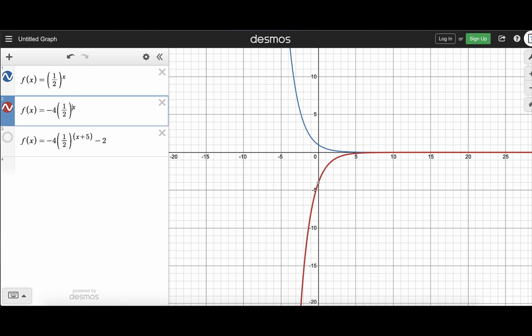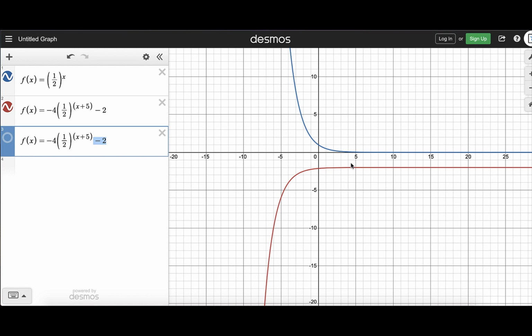We have a +5 in our exponent, and to do the +5 in the exponent, you're going to actually need to put it in parentheses. And we can see that now it is shifted 5 units to the left. And then we can do our -2 at the end, which is going to shift it down 2 units. And that -2 at the end also shifts the asymptote from 0 down to -2. So if you're asking about key features, with a function that has a lot of transformations, the asymptote is one that particularly changes along with the range, since that depended on the asymptote.